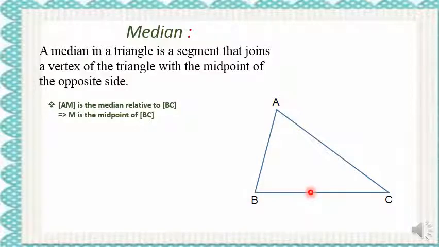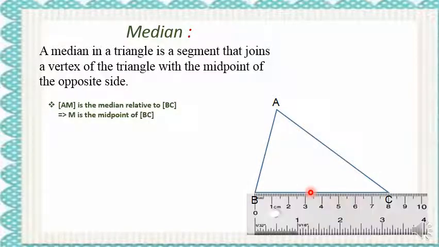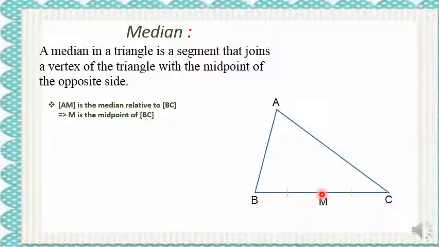To draw the median, I'm going to use the ruler. Measure BC, it's 8 centimeters. Its midpoint is at 4, which I will call M. Okay, I'm going to put marks such that BM is equal to MC. Next, I'm going to join the segment AM. This is the first median, AM.